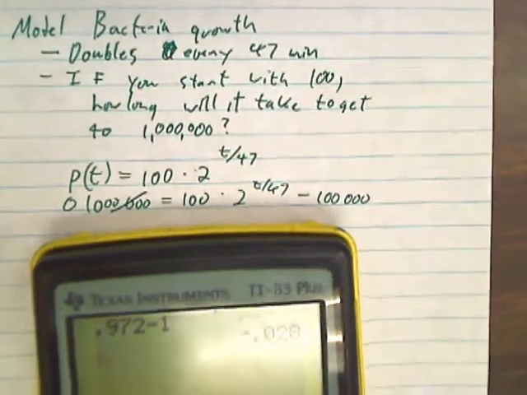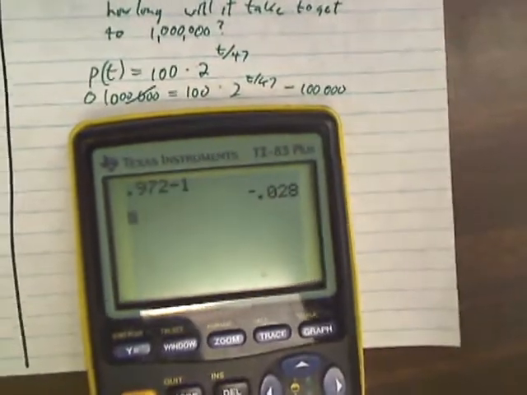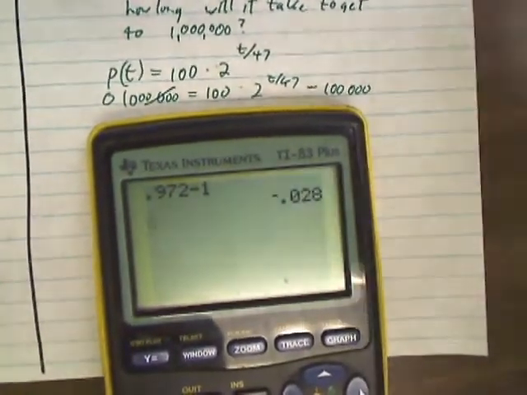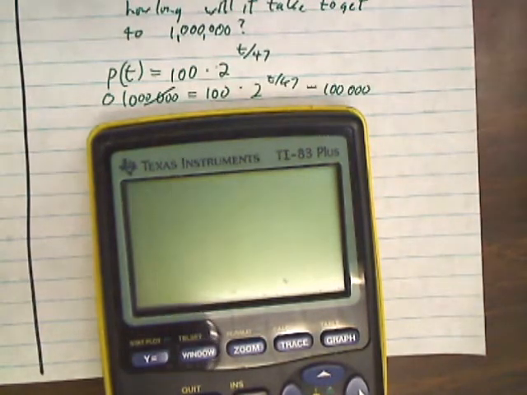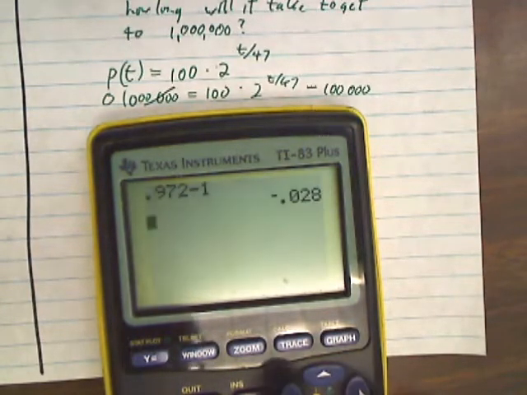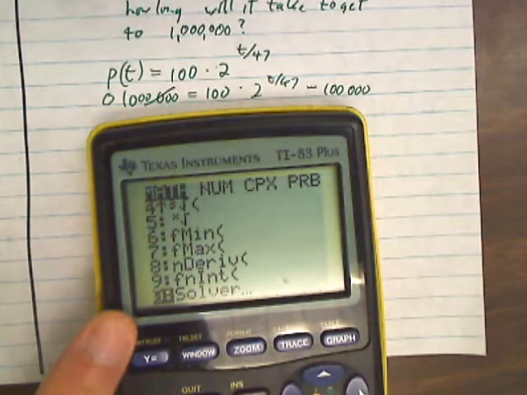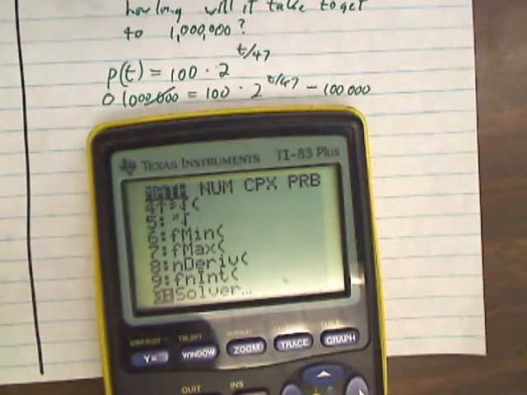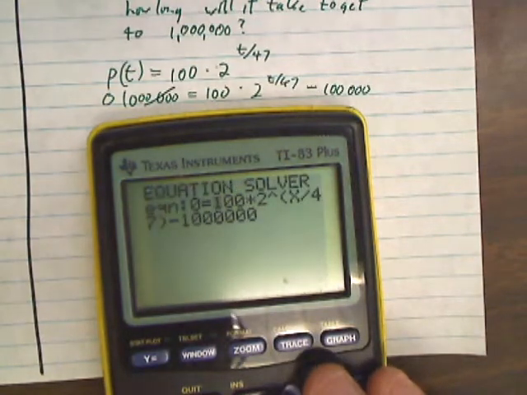Get out your calculator, and under math, go to solver. Let's go ahead and hit math, because it's 0 equals something. This will actually solve it for us. At the very bottom of the math menu is something called solver. So go ahead and select that. I already have this in from the other day.